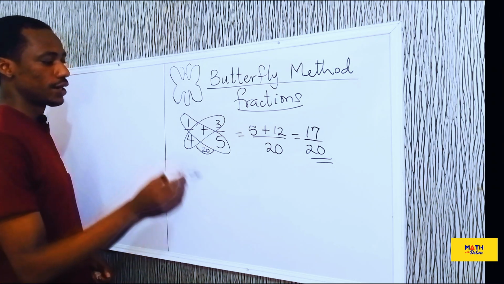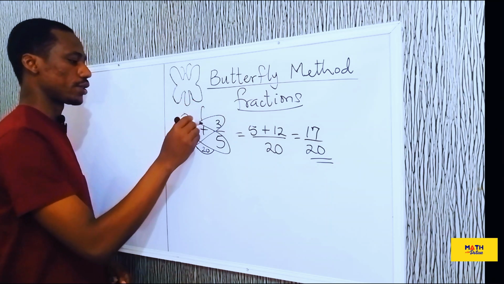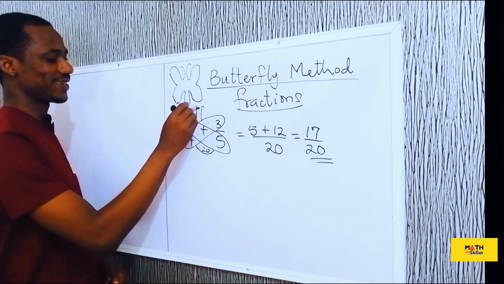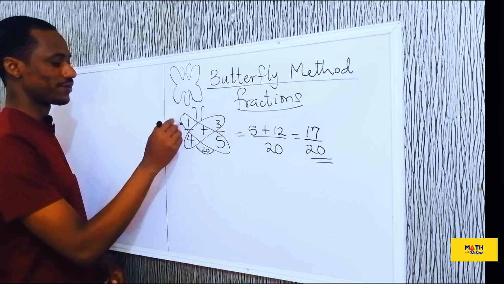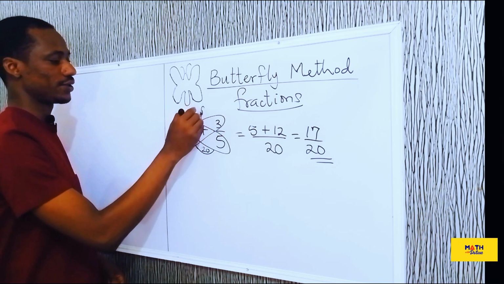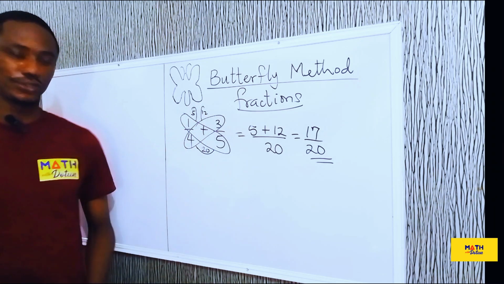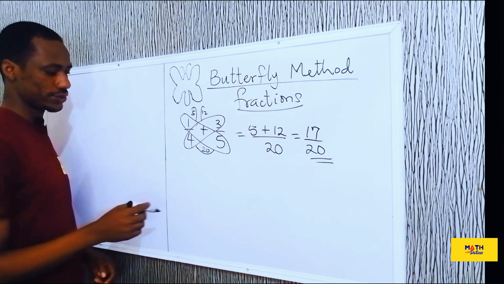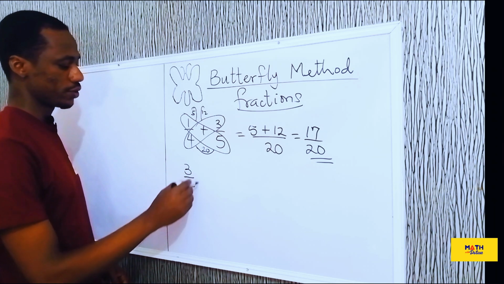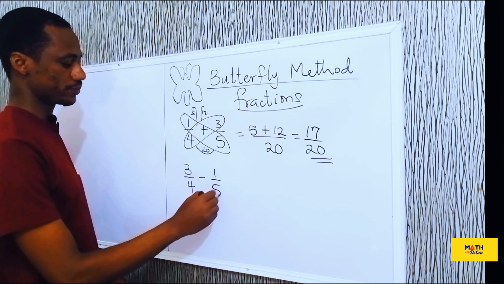Let me show you, look at this and then look at this. That looks more like a butterfly, right? So the 5 times 1 we can write here, and the 4 times 3 we can write there. So we have the butterfly for addition. Now let's look at subtraction. So let's say we have 3 over 4 minus 1 over 5.